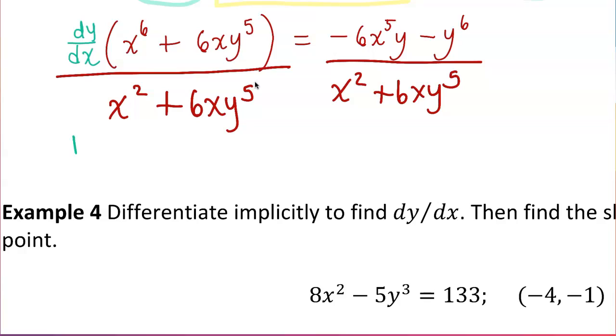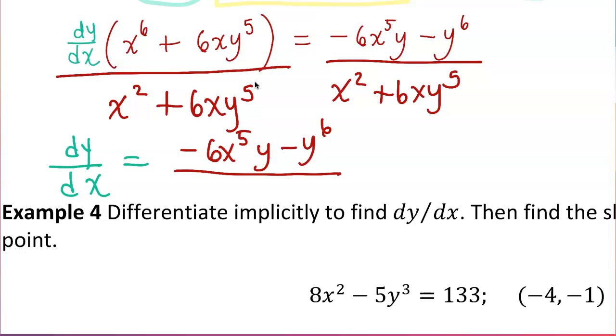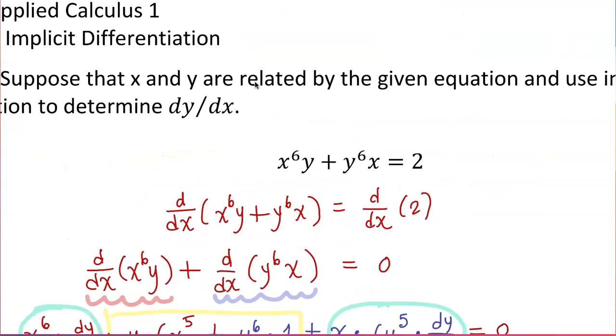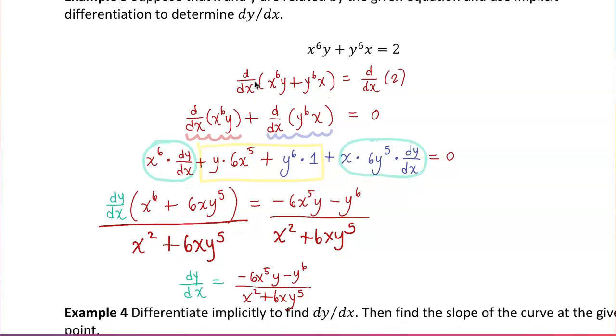So we found dy/dx. dy/dx is this fraction, negative 6x to the 5th y minus y to the 6th over x squared plus 6xy to the 5th power. And that is how you can implicitly differentiate this very challenging equation. We had to use the product rule twice. I want you to look at each piece very carefully. I don't think this is an easy problem at all, but if you just look at it very carefully, I am sure that you can handle something like this.